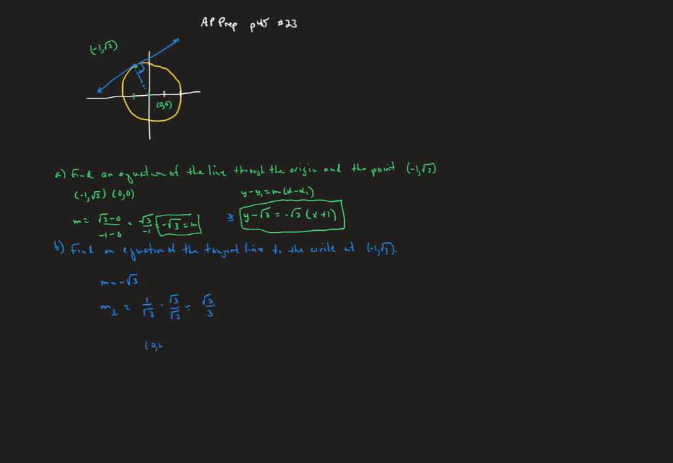(0, 0) is a nice one to pick because it's on the y-axis. So that's telling us that the y-intercept is 0. And so our line is going to be y equals mx plus b, which is just √3 over 3 x. And that is our line.